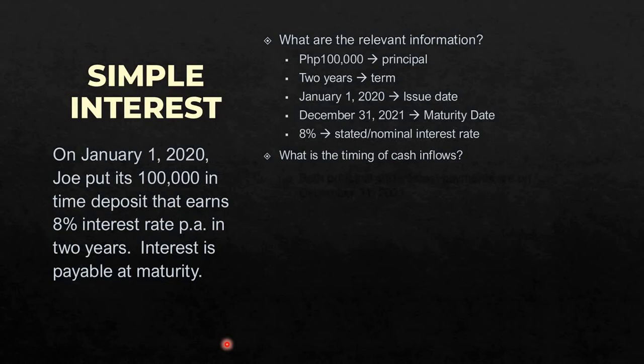So, ano yung timing ng cash flows natin? So, kailan tayo makaka-receive nung interest and nung principal? So, sabi niya rito, both principal and interest payments daw ay makakolekta natin on December 31, 2021. So, syempre, yung principal, which is 100,000 pesos, after 2 years natin yan na mababawi. And, yung interest, ganun din. Kasabay siya ng principal on December 31, 2021, kasi nga, the interest daw is payable or makukolekta natin siya at maturity.